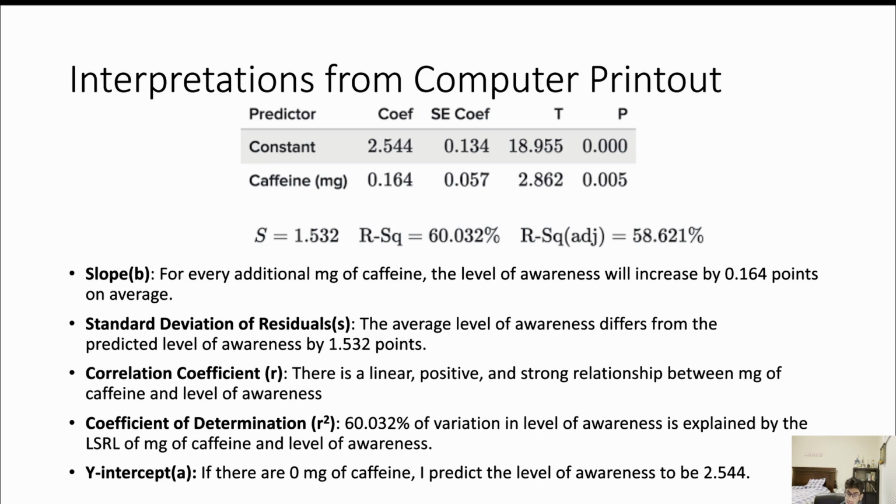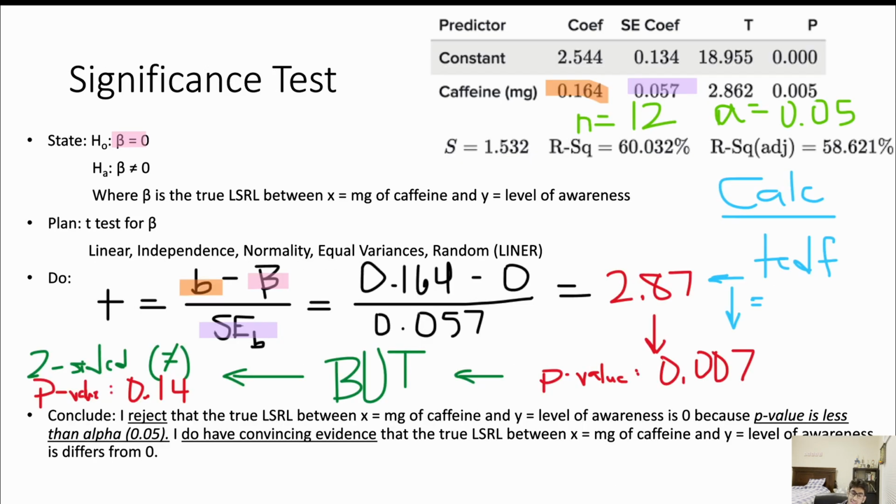So if there is 0 milligrams of caffeine, I predict the level of awareness to be 2.544. Significance test. All right. So with this, we're dealing with beta, and beta is the population slope. So we're using our sample slope to predict the population slope. So our null hypothesis always is going to be beta is equal to 0, and then your alternative is either going to be beta not equal to 0, greater than 0, or less than 0.